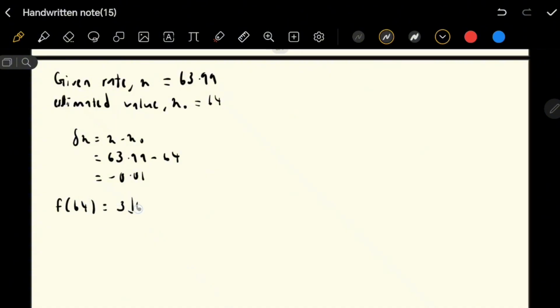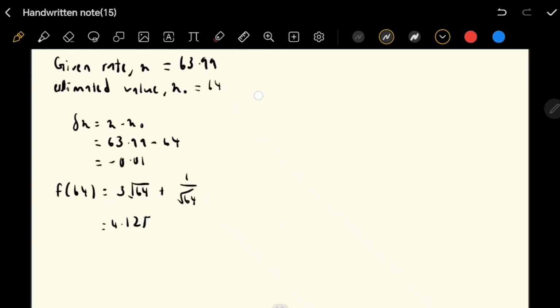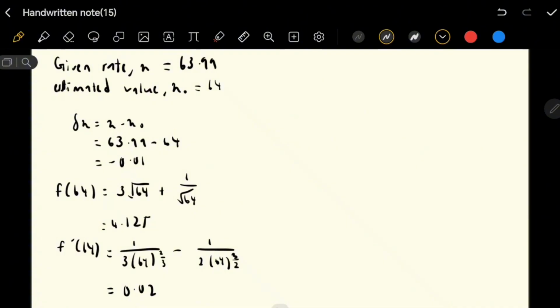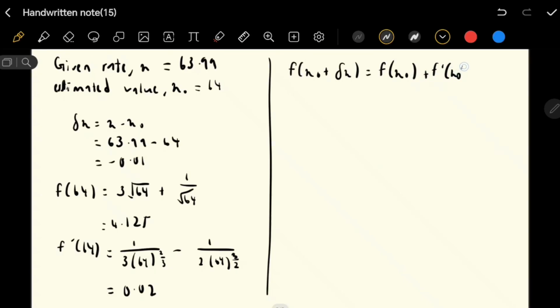f of 64 equals 3 multiplied by the cube root of 64 plus 1 divided by the square root of 64, equal to 4.125. Next, for the derivative, f prime of 64 equals 1/3 times 64 to the power of negative 2/3 minus 1/2 times 64 to the power of negative 3/2, equal to 0.02. Now we apply the linear approximation formula. f is approximately equal to f of x naught plus f prime of x naught multiplied by delta x. Substitute the values. f of x naught is 4.125, f prime of x naught is 0.02, delta x is negative 0.01, equal to 4.125.